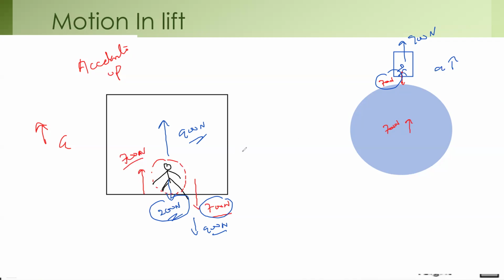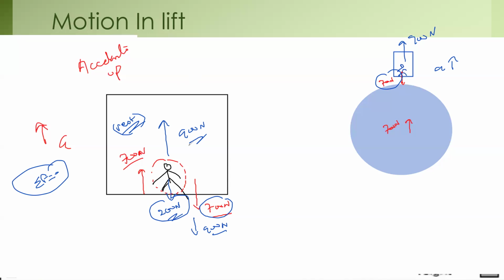Because in the lift, you are stationary. In the lift, you are not moving. In the lift, you are at rest. So when you are at rest within the lift, what should be the resultant force on you? The resultant force on you should be zero. But if someone is looking at you from outside and observing the lift, according to him, you are accelerating. And your acceleration is the same as the acceleration of the lift.